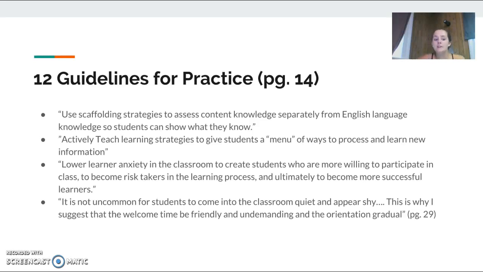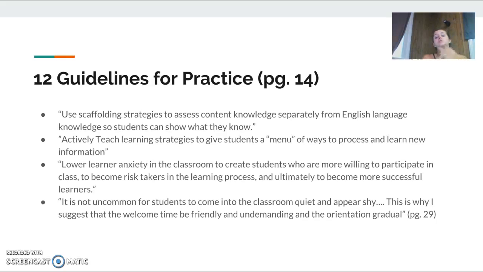And on page 14 of the 120 content strategies, there were 12 guidelines, and I just put some that I thought were pretty eye-opening for me. Use scaffolding strategies to assess content knowledge separated from English language. So if you're giving a test on social studies knowledge, don't assess them with English language. Maybe do it in a different way or an easier way. Do it verbally instead of writing, etc.